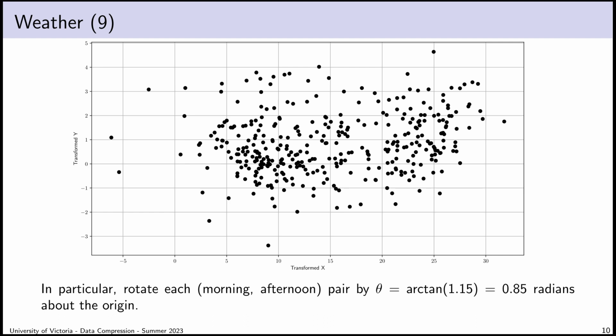And the rotation specifically is, well, okay, if I have y equals 1.15x, I can determine the rotation amount, if I want to think of this as a rotation, by just taking arctan of 1.15. It's about 0.85, more or less 0.85 radians that I'm rotating it by. Okay, so what I end up with here is this, which is the range of my transformed x coordinate is about negative 6 or so through about 33 or so. And that's actually a larger range than it was before.